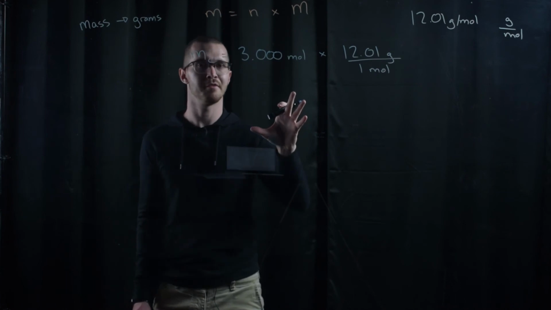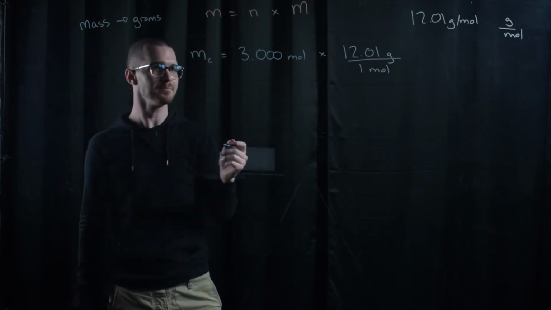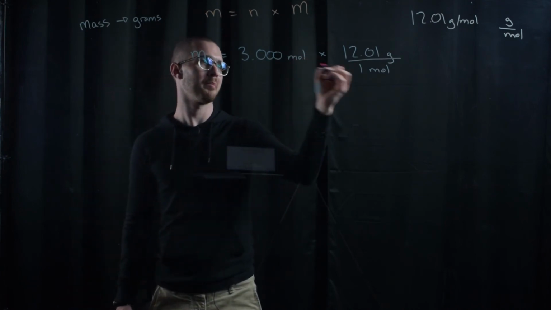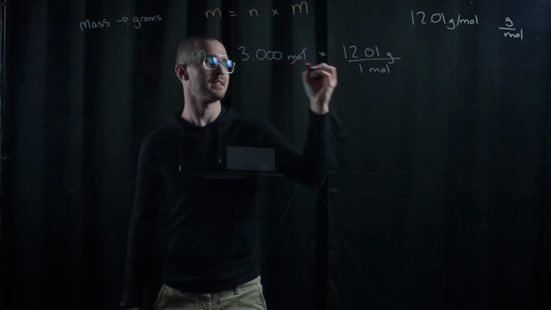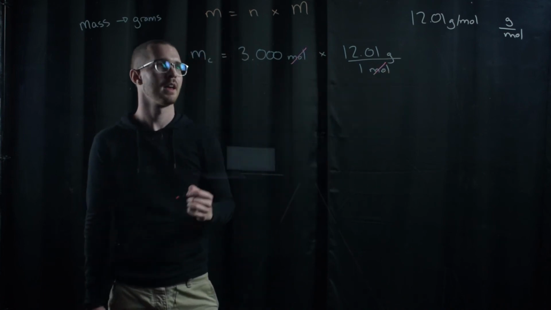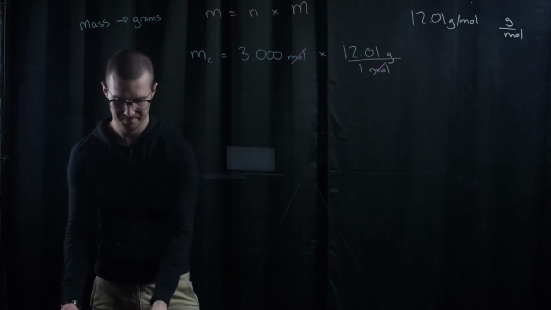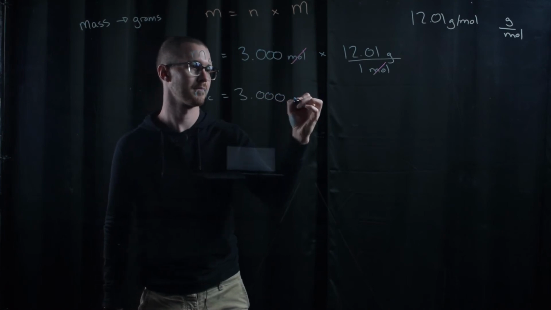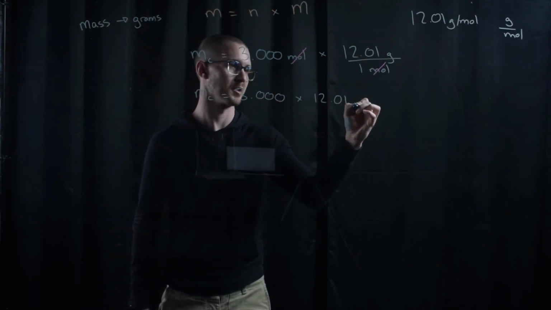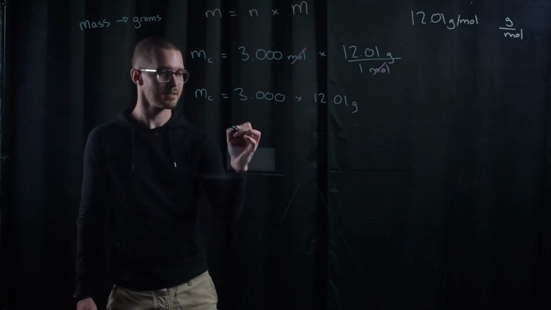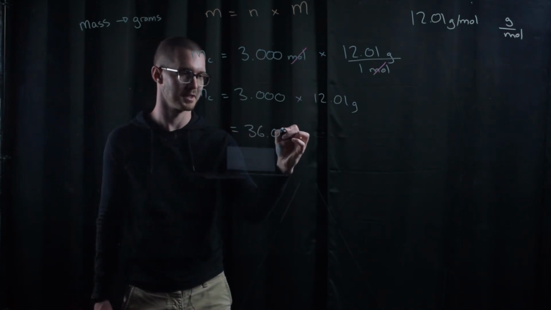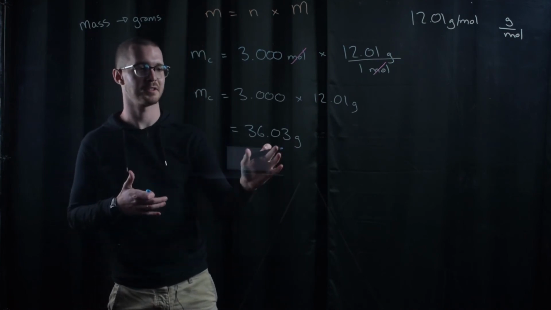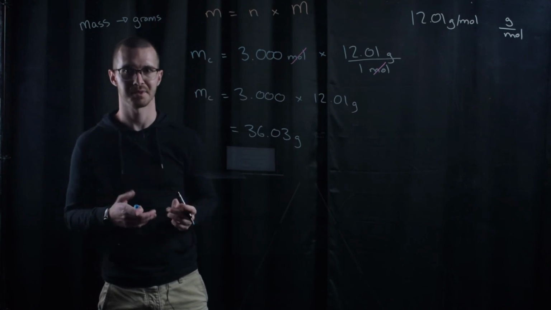So what we're trying to do is get rid of the other units. And so as you can see, as I take a look at this equation, I have moles on the top and moles on the bottom. So what we can say is that these cancel out. What that leaves us with is the mass of carbon is equal to 3 multiplied by 12.01 grams. And that gives me 36.03 grams. So in 3 moles of carbon, there's 36.03 grams.